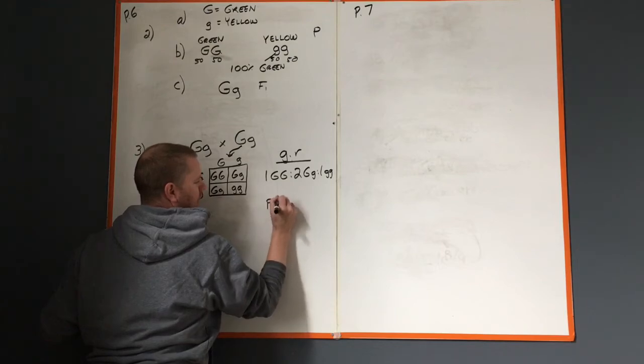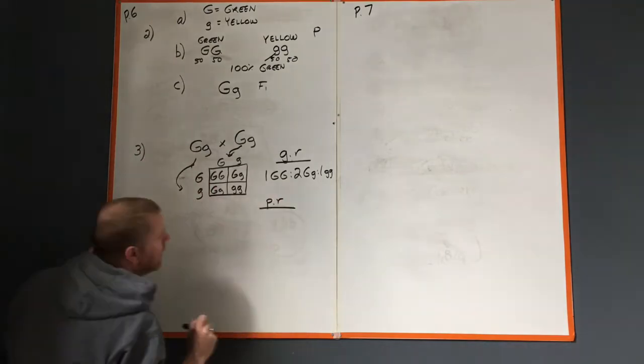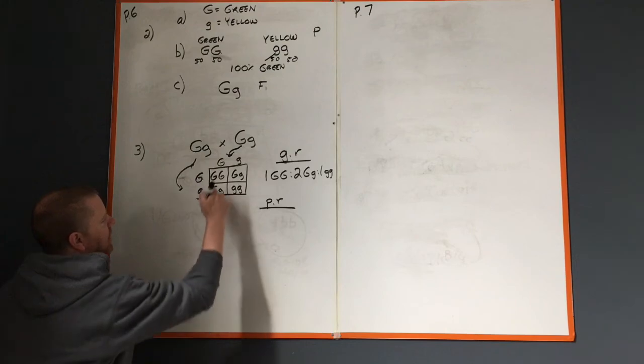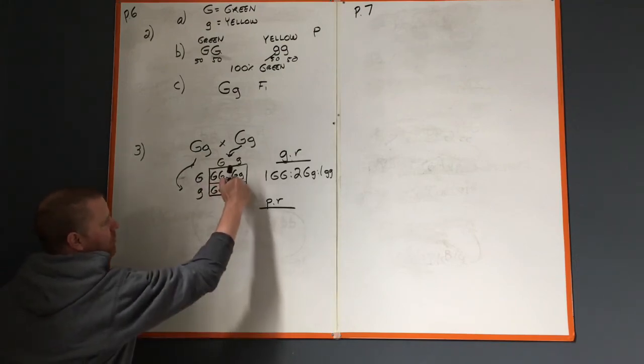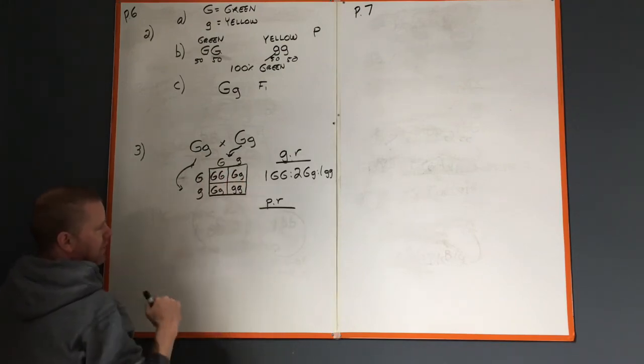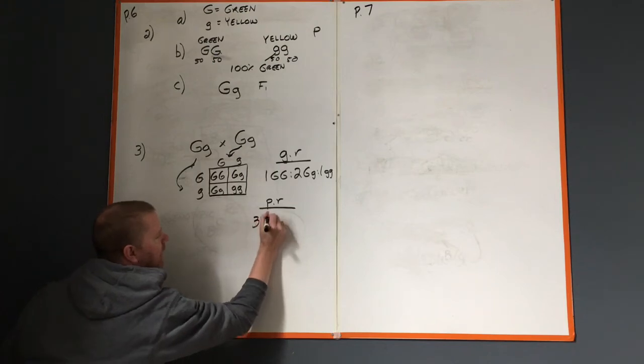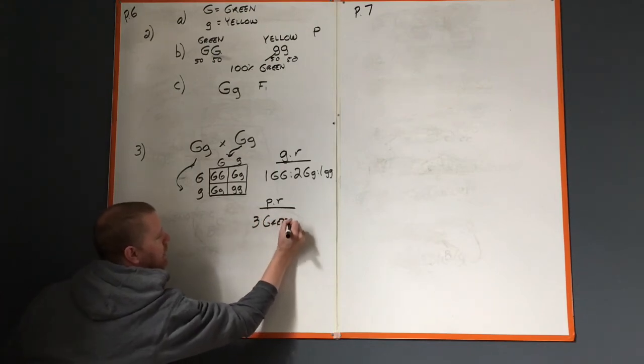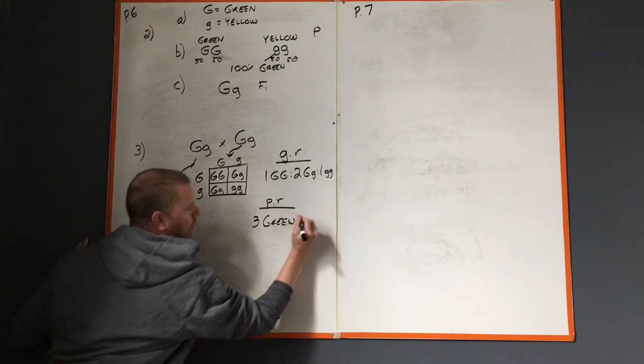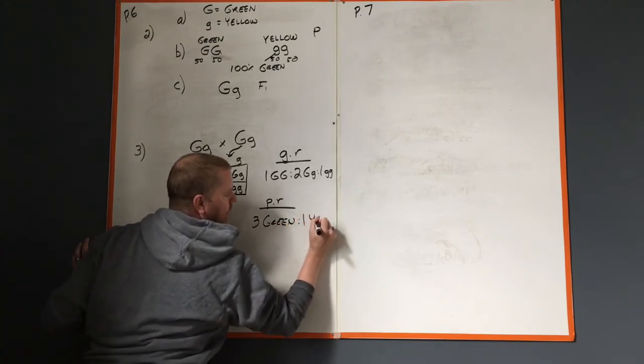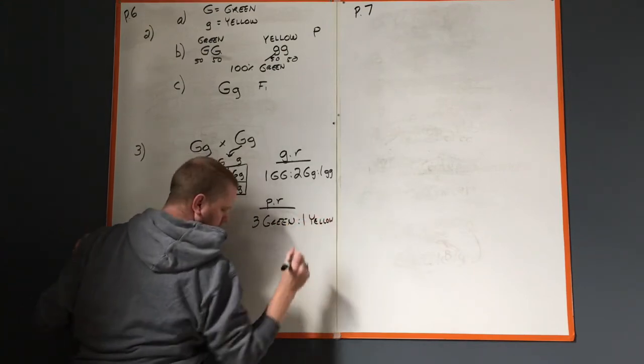Now, phenotypic ratios, what does the organism actually look like? Well, what ends up happening here is this one would have green pods, this one would have green pods, this one would have green pods. So we'd end up with 3 green, and this one would have yellow, wouldn't it? So we'd have 3 green for every 1 yellow.